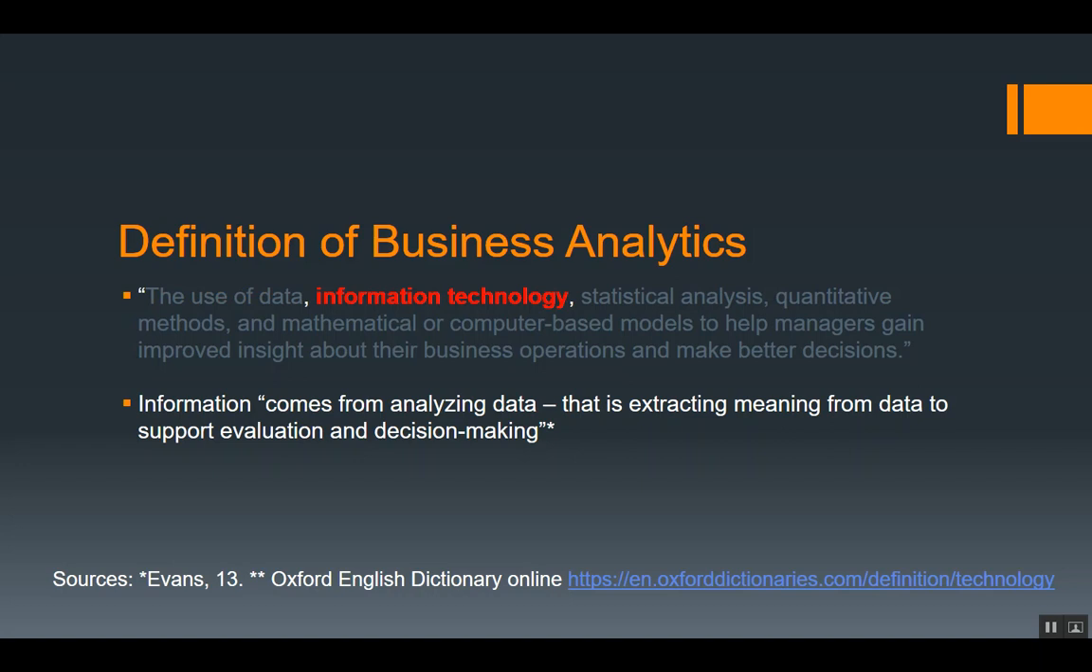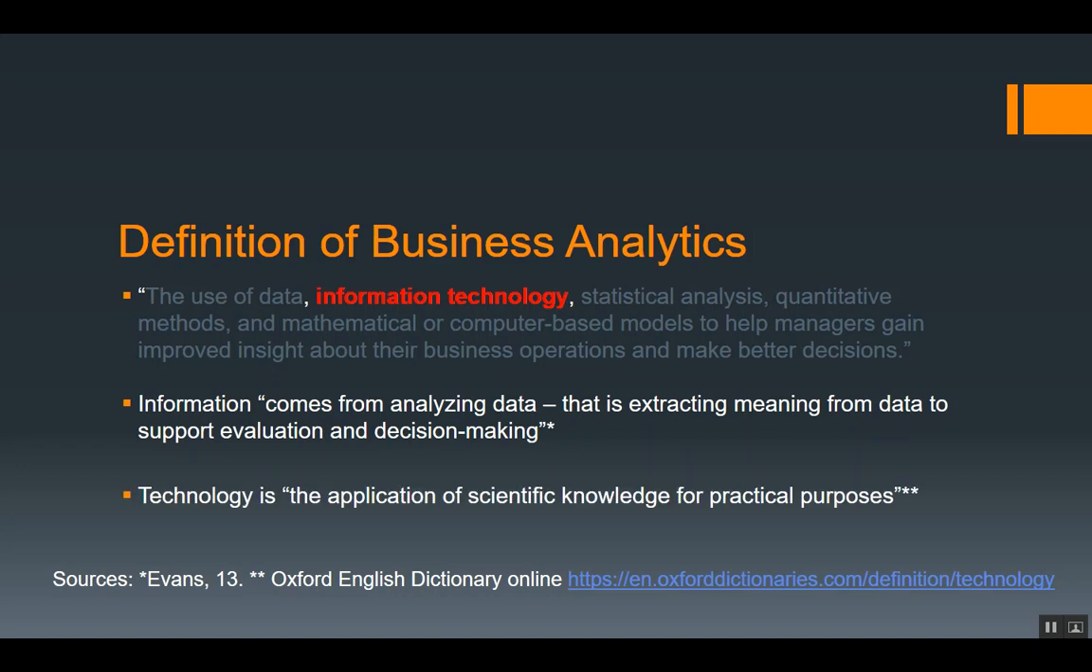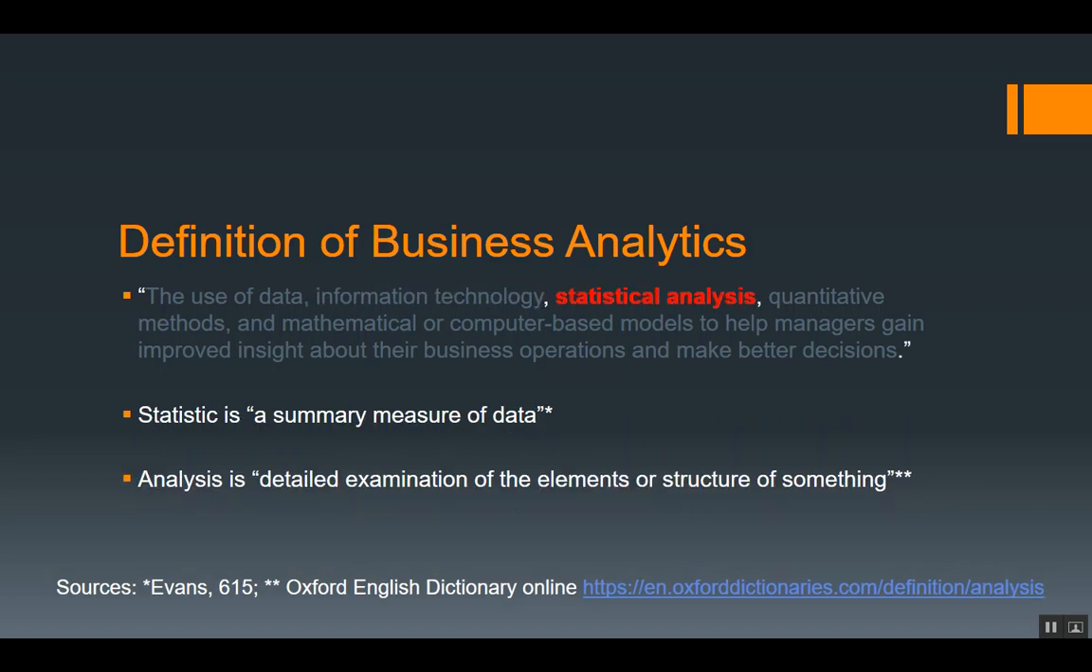Information is something that comes from analyzing data, that is, extracting meaning from data to support evaluation and decision making. Technology is the application of scientific knowledge for practical purposes. So combined together, information technology is using technology to analyze information and to extract meaning from the data that your computer systems have collected. Statistical analysis.